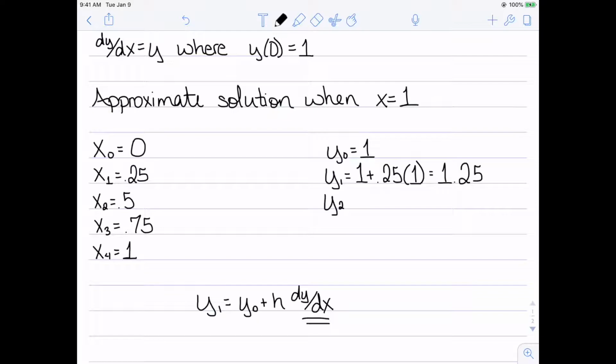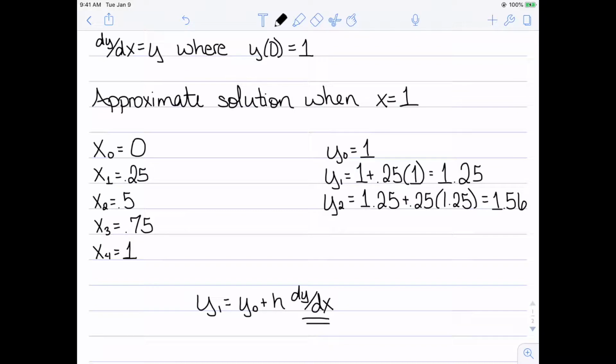For y2, we're now going to use the value for y1. So we start with the value for y1. We then need to add h, and we multiply by dy/dx evaluated at y1. So once again, in this case, since our differential equation was just dy/dx equal to y, we need to multiply by 1.25. Which is approximately 1.56. So now I have my value for y2.